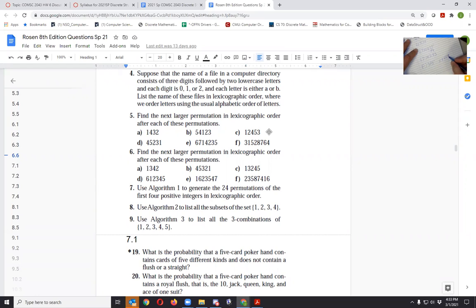So if you switch the 6 and the 4, that would become smaller. You switch the 6 and the 7, that would become smaller. You switch the 4 and the 7, that becomes smaller. The 8 and the 7, that becomes smaller. But you can switch the 4 and the 2. So it's going to be 4.